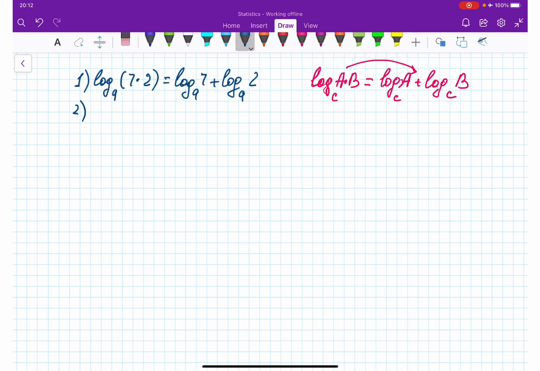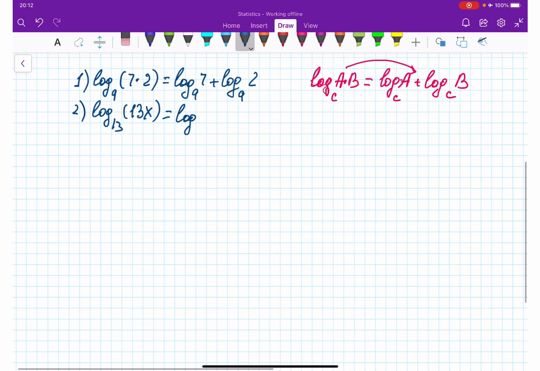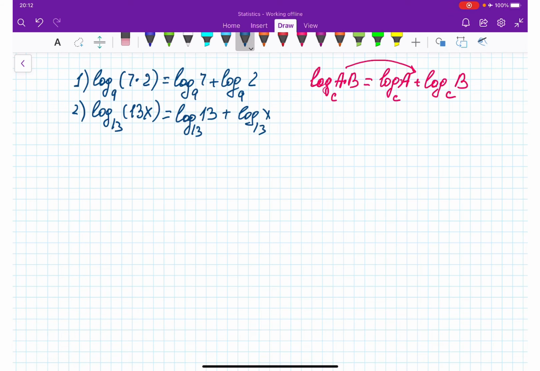Question number 2. Logarithm 13x by base 13. It's going to be equal to logarithm 13 by base 13 plus logarithm x by base 13. Now, what does logarithm 13 by base 13 mean? How much is it going to be? Which means 13, we're raising to what power to get 13? Of course, it's going to be 1.